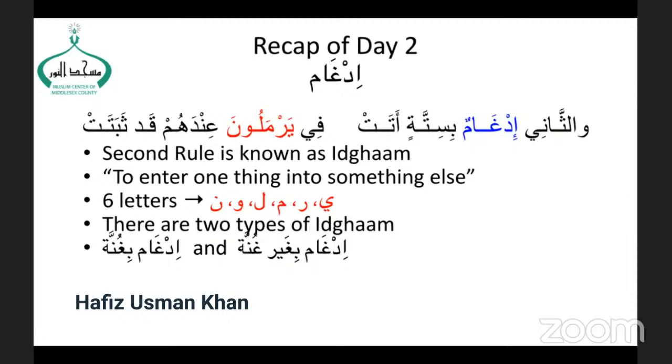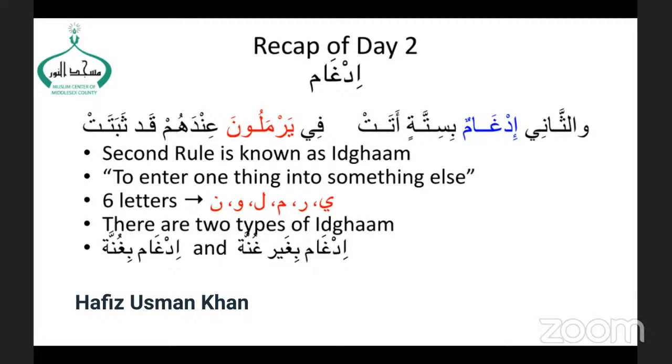Tanween refers to anytime we see fathatain, dhammatain, or kasratain, the two fathas or the two dhammas or the two kasras after a letter. And so he tells us that there's 4 rules, and we're currently discussing the second rule, which is idgham. We also mentioned that idgham literally translates to enter one thing into something else. In essence, whenever idgham takes place, we're entering one letter into another letter, and we're going to combine them into one sound.